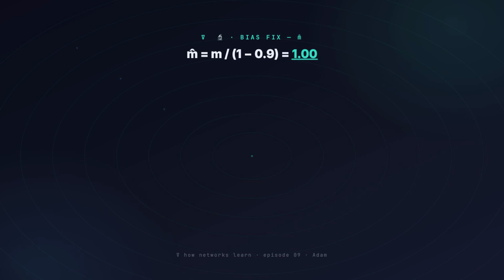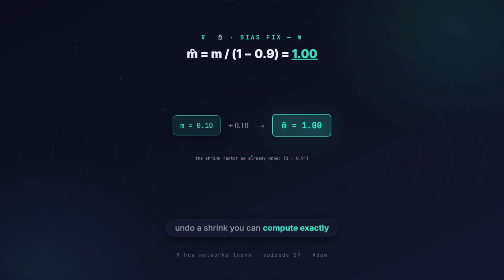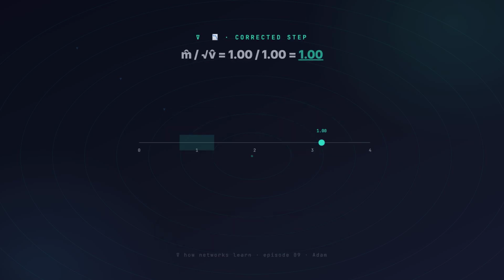Here's the fix, and it's almost insultingly simple. We know M is biased low by a factor of 1 minus 0.9 to the t. That's the geometric series math of an average that started at 0. On step 1, that factor is 1 minus 0.9, or 0.10, so we divide M by 0.10 to undo the bias. M over 0.10 is 0.10 over 0.10, which is 1.00. The corrected momentum is 1.0, exactly the gradient, which is what an honest one-step average should be. The misconception is that bias correction is some deep statistical magic. It's division by a known shrinkage factor. That's it.